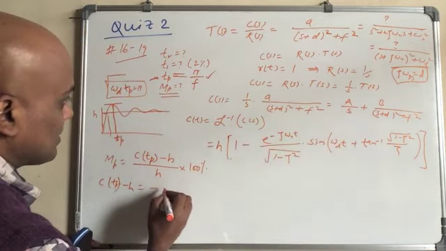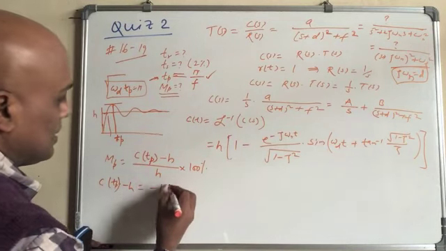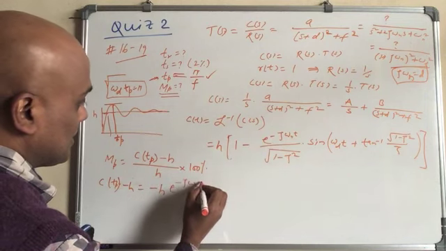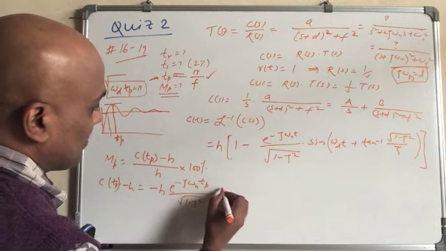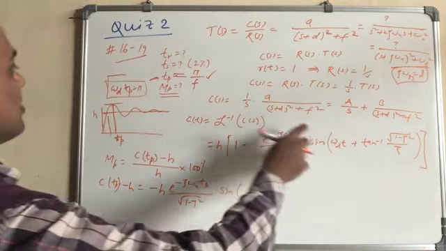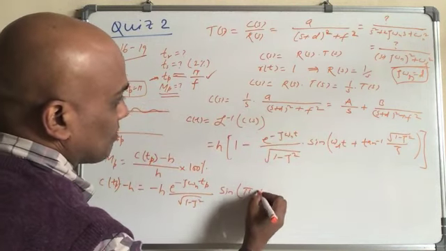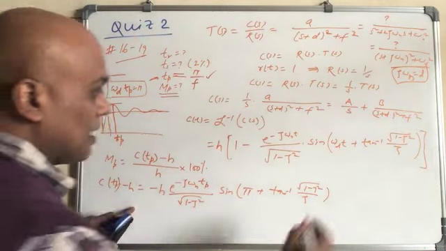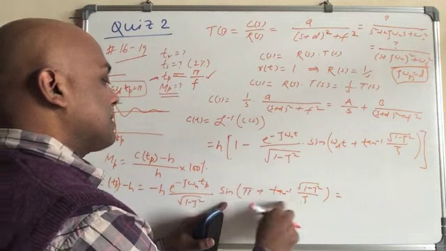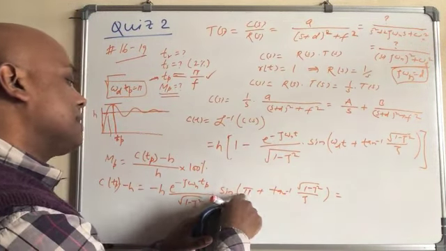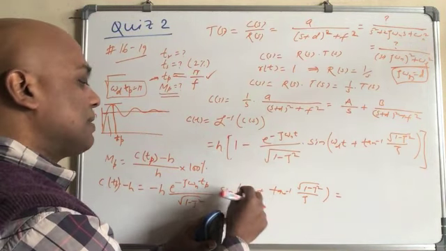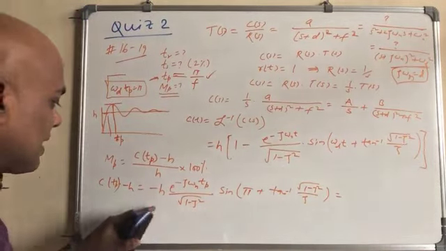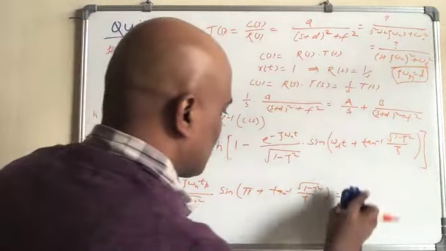So we have minus H times e to the power minus zeta omega n tp divided by root 1 minus zeta square, and then we have sine of omega d tp. Omega d tp is nothing but pi only, so write pi plus tan inverse of root 1 minus zeta square over zeta. So that's what that is. Sine of pi plus this will be simply minus, so if you remove pi, we can just replace that with a minus and it will be fine. So we simply get minus minus plus, so we can write it here is equal to.